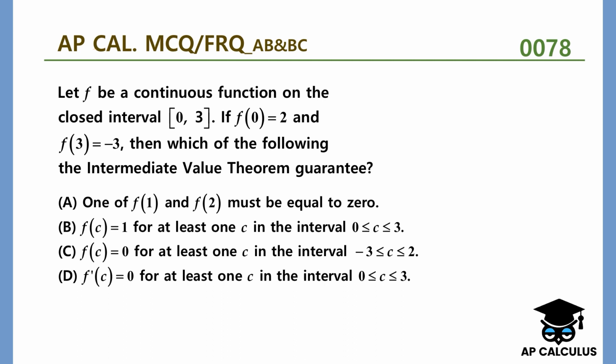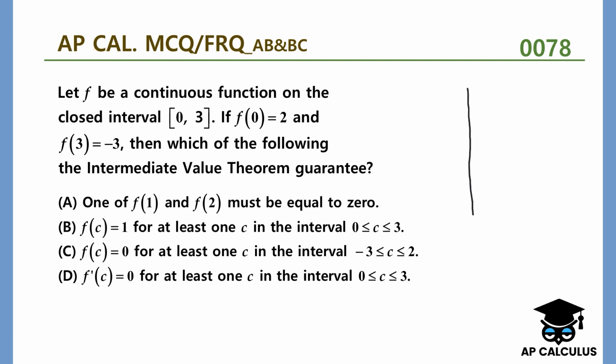Question 78. Let f be a continuous function on the closed interval from 0 to 3. If f of 0 is equal to 2 and f of 3 is equal to negative 3, then which of the following does the intermediate value theorem guarantee? Okay, remember, the condition for the intermediate value theorem to hold is that the given function must be continuous, right? Okay, so let's draw the function f.